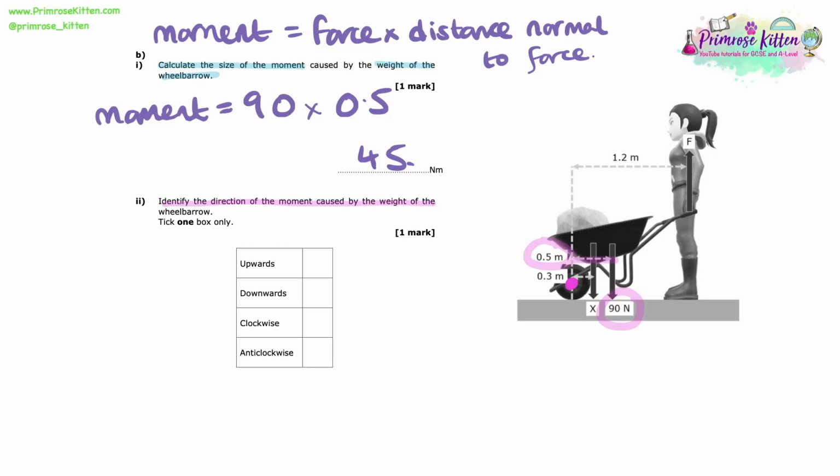Now we're asked to identify the direction of the moment caused by the weight of the wheelbarrow. So if we think about the wheel as our pivot, you can see that that downwards force is going to swish it in this clockwise direction. So we're moving in the same direction as the hands on a clock. And so therefore the answer to this one is going to be clockwise.